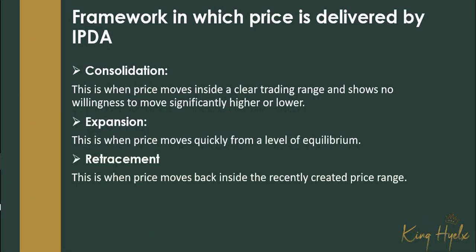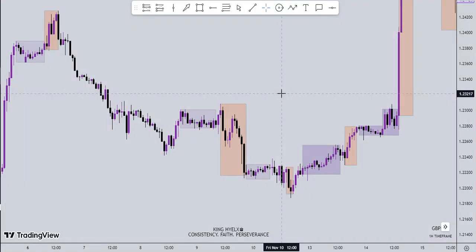Alright, next is retracement. This is when price moves back inside the recently created price range. Now we were in a consolidation, right? Then when expansion came, what happened was that we quickly moved away from that level of consolidation, right? So we created a price range, right? That price range is from the point at which it left consolidation to the point it reached, right? That's the expansion. So now this retracement is when price moves back inside that recently created price range. Let me explain this on the charts.